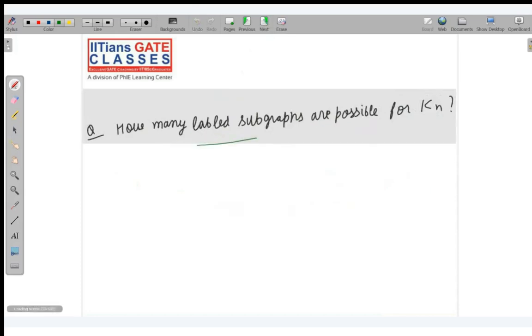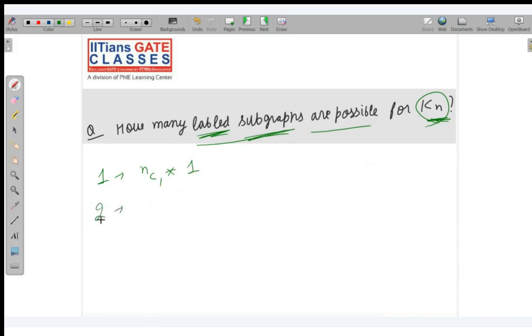How many labeled subgraphs are possible for Kn? That is very important. A subgraph cannot have zero vertices, since zero vertices means nothing. So one vertex, two vertices, three vertices, and so on. You have to take every possibility. If I take one vertex, you pick any one vertex from n, nC1, because they are labeled. After picking one vertex, only one graph is possible, so multiplied by one.